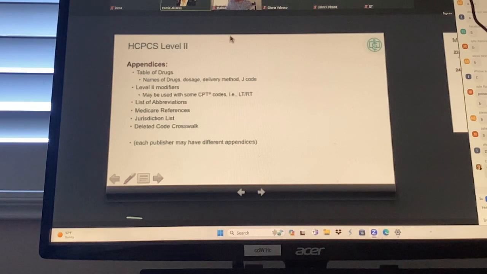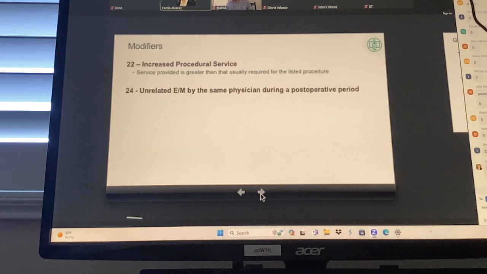For HCPCS, each publisher is different. Here's some more information there about HCPCS, looking up drugs. And then your modifier.